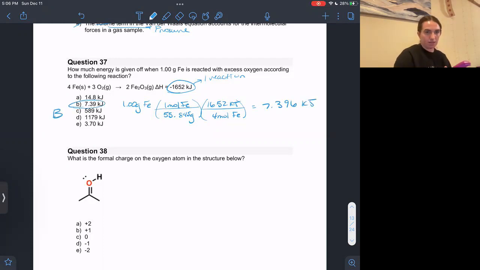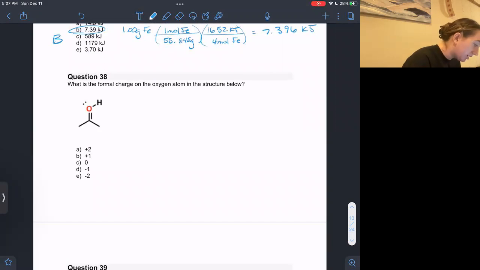I'm going to go with B here. I think that makes sense to me. It's not going to produce all of the energy because we don't have 4 moles of iron. We have significantly less, so we have a significantly smaller amount of energy being released. Okay, I feel good about that one.